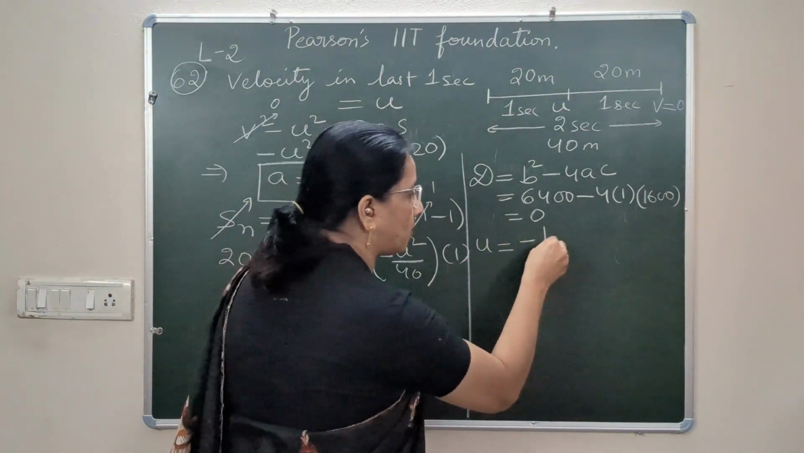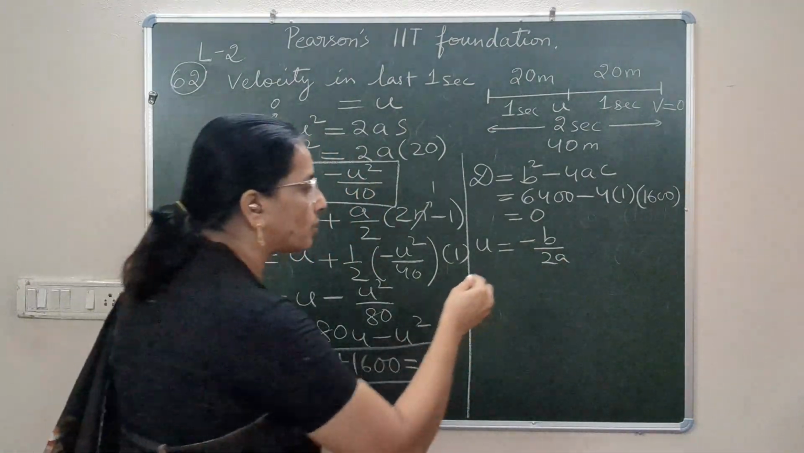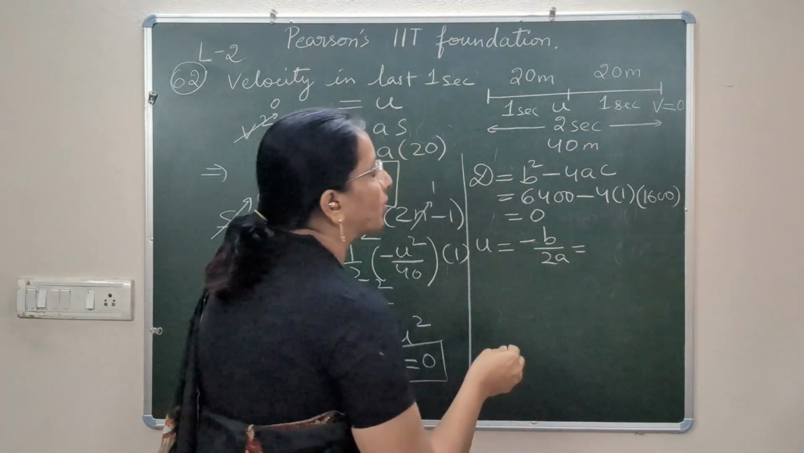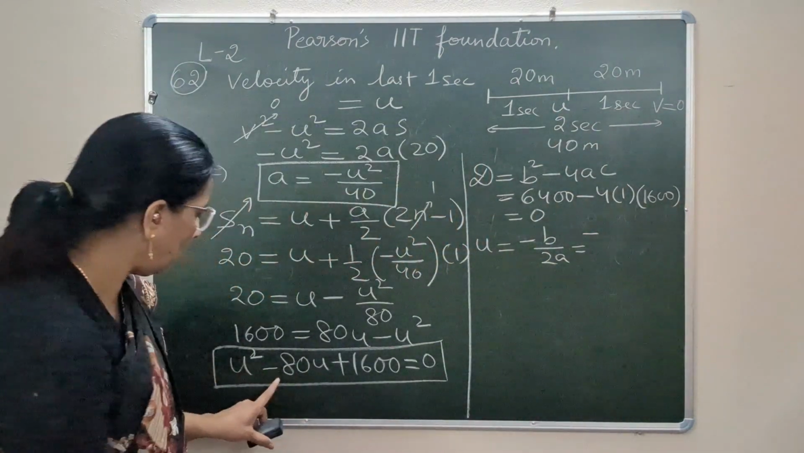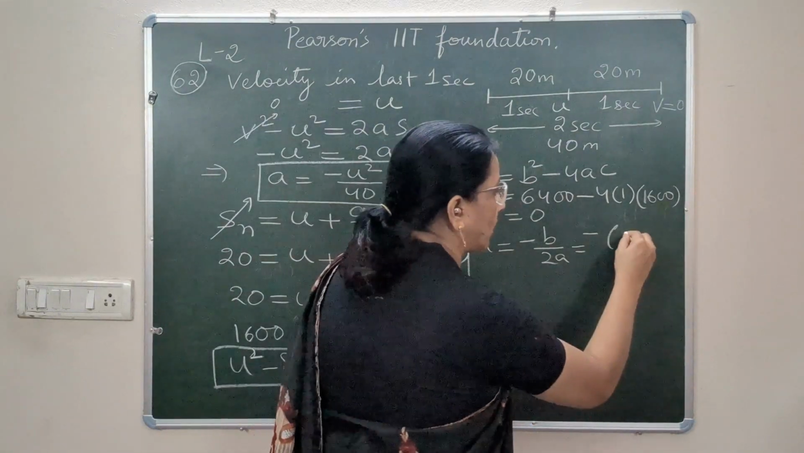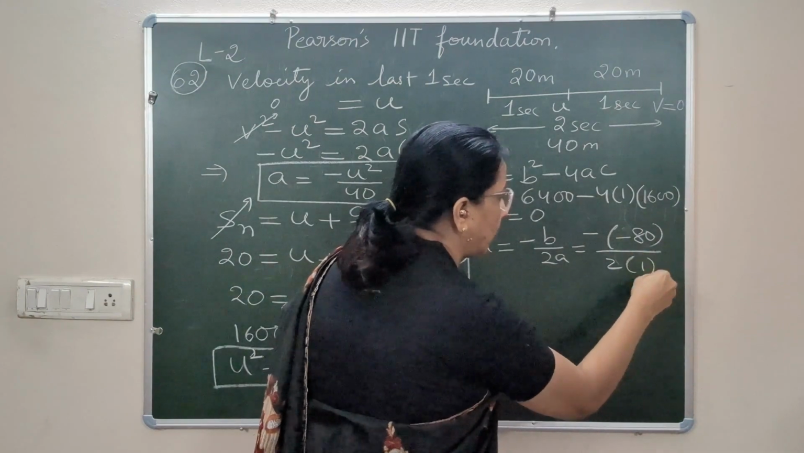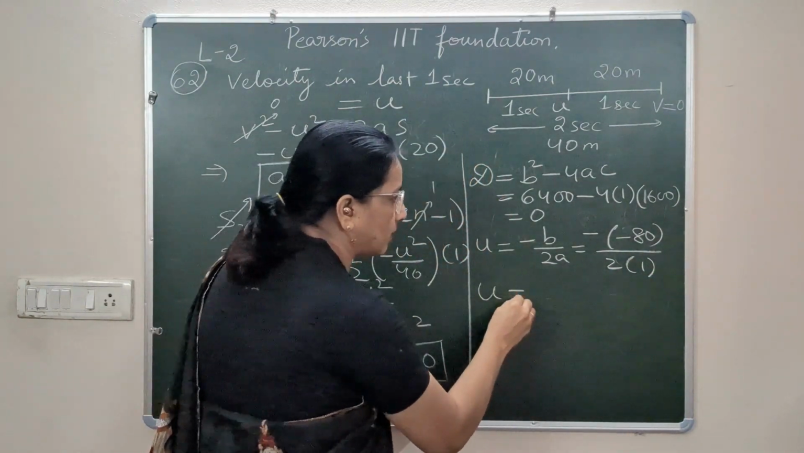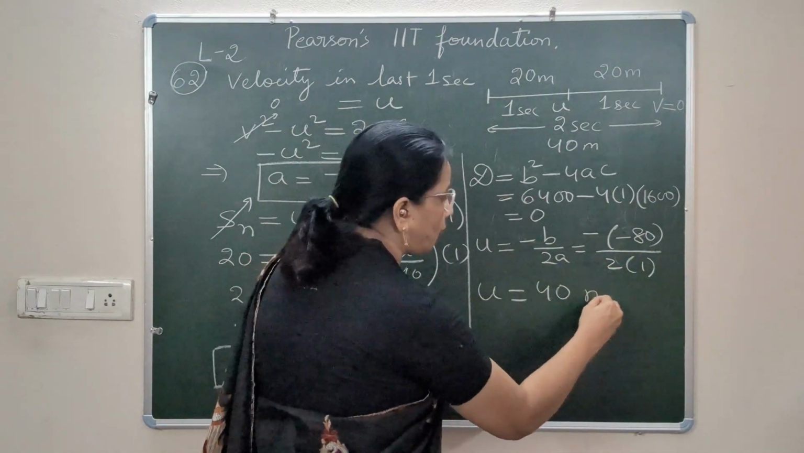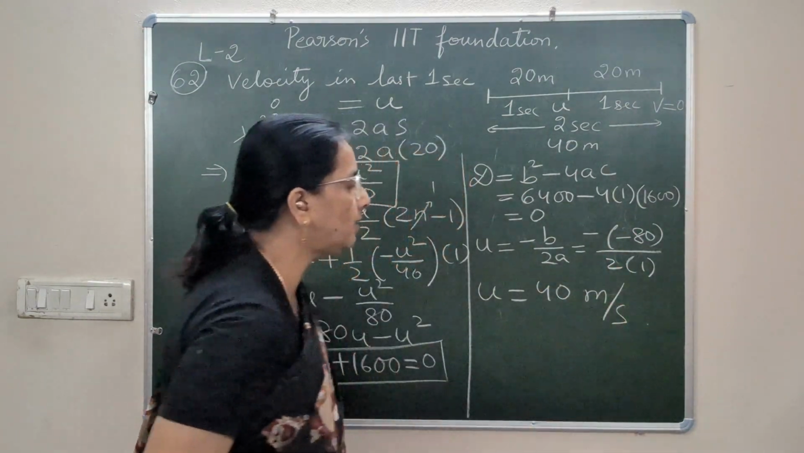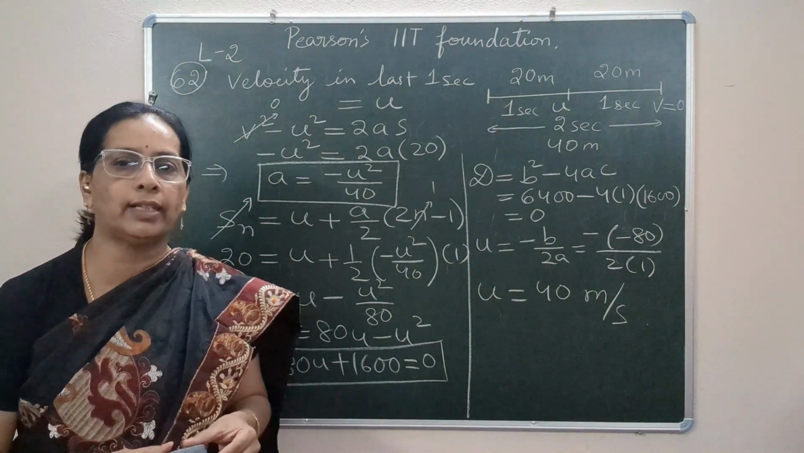u is minus b by twice a, since the discriminant has turned 0. So the initial velocity in the last 1 second of its motion is minus of b, which is minus 80, so I am writing here minus 80 by twice a. a is 1. So the initial velocity is minus of minus 80 by 2, which is 40. So 40 meters per second is the initial velocity in the last 1 second of the retardation.